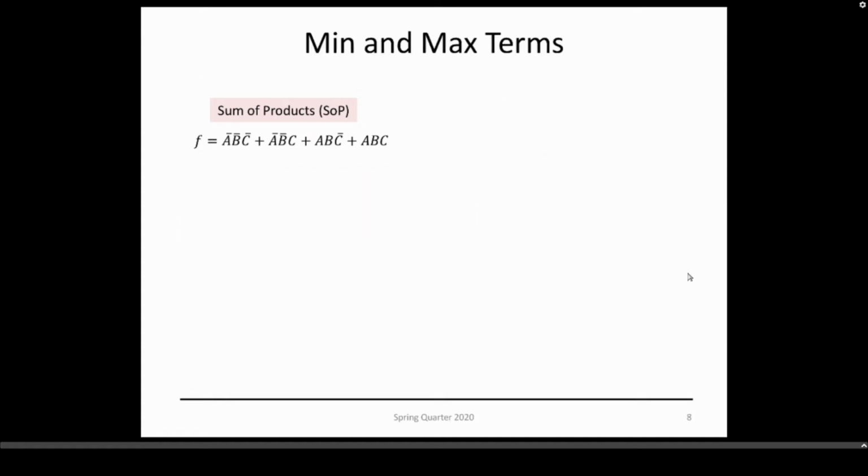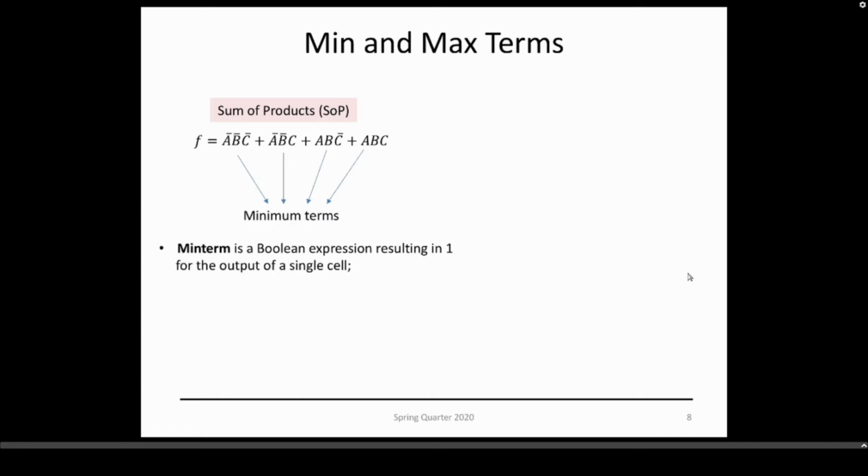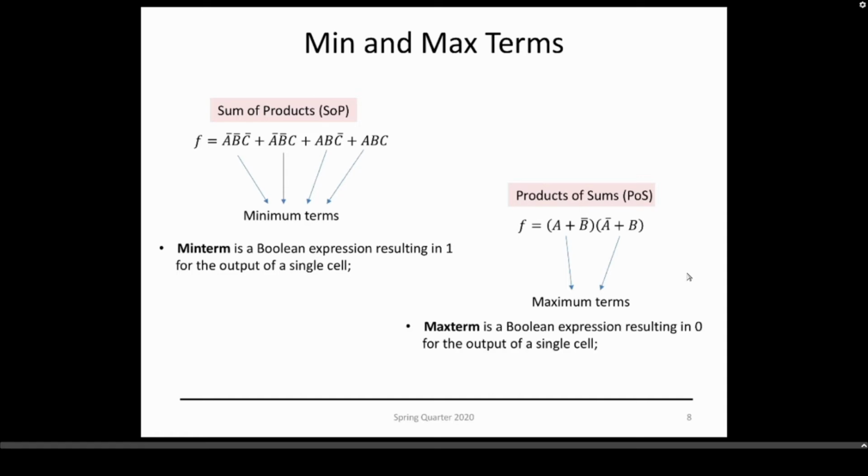For the sum of products, we call those terms minterms. It's the Boolean expression resulting in 1 for the output of a single cell. And for the product of sums, we call them maxterms, which corresponds to the Boolean expression resulting in 0 for the output of a single cell. So this is what we call minterms and maxterms.